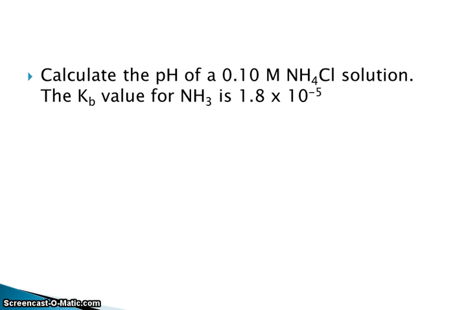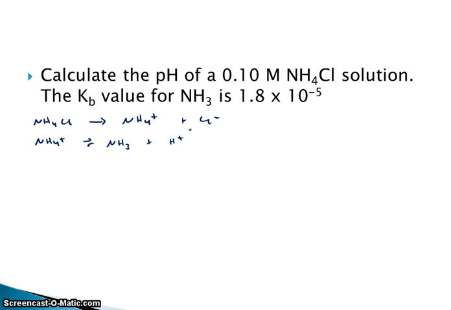So we have another example. We want to calculate the pH of a 0.10 molar ammonium chloride solution, and it gives us our Kb value. So we have our ammonium chloride, which will break up into ammonium ions and chloride ions. And we know that we're going to be dealing with the ammonium ions. So the ammonium ions are going to dissociate into ammonia and hydrogen ions.